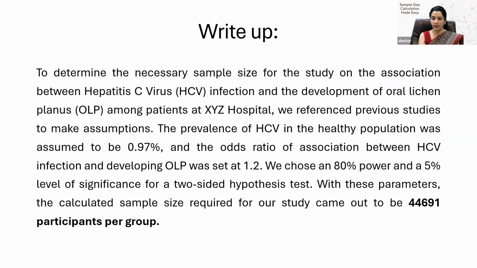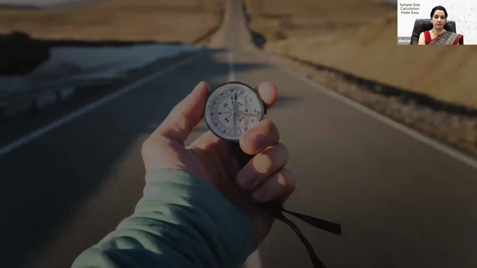So how you will do the write-up? Again, in this case, it is a similar way, the way we have written for the last example, to determine the necessary sample size for the study on association between the hepatitis C virus infection and the development of oral lichen planus among patients at XYZ hospital. We have taken the reference of that study, which I've just shown, and the prevalence in the healthy population was 0.97 and the odds ratio was 1.2. So at 80% power and 5% level of significance, we have calculated this much sample size.